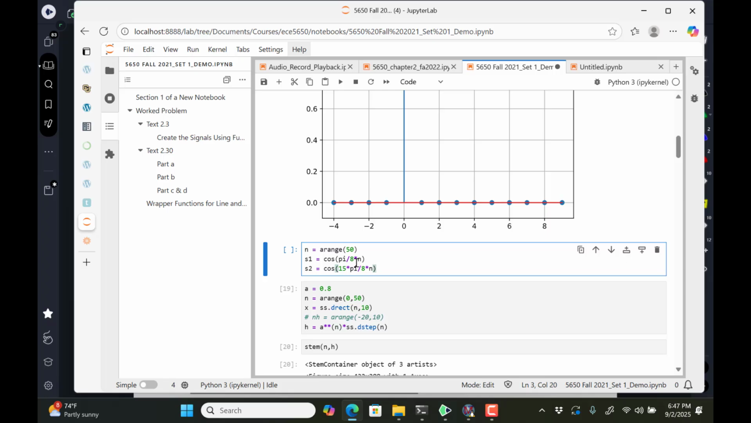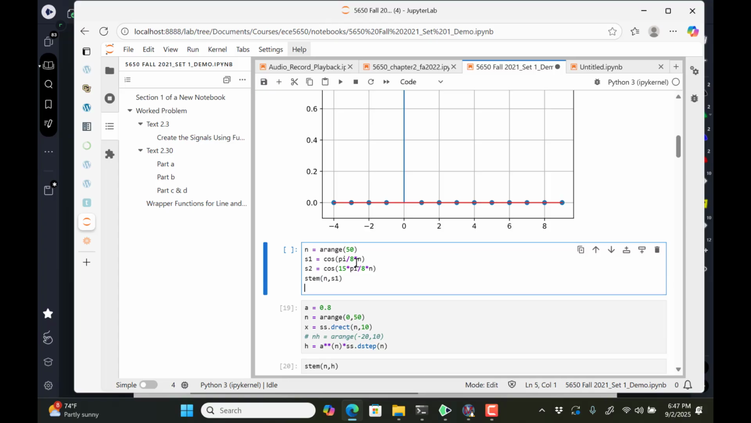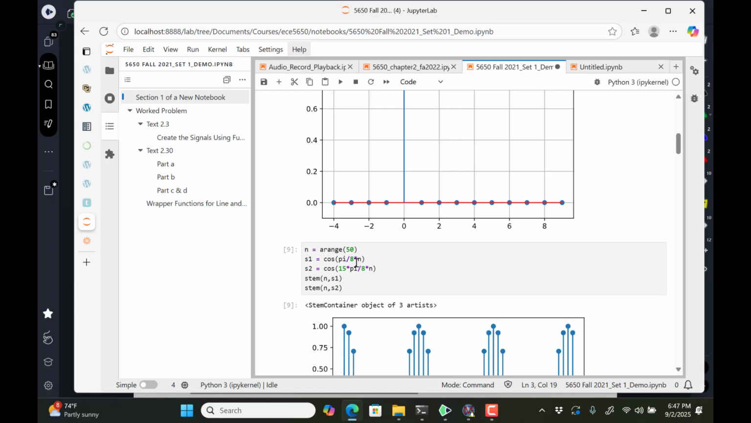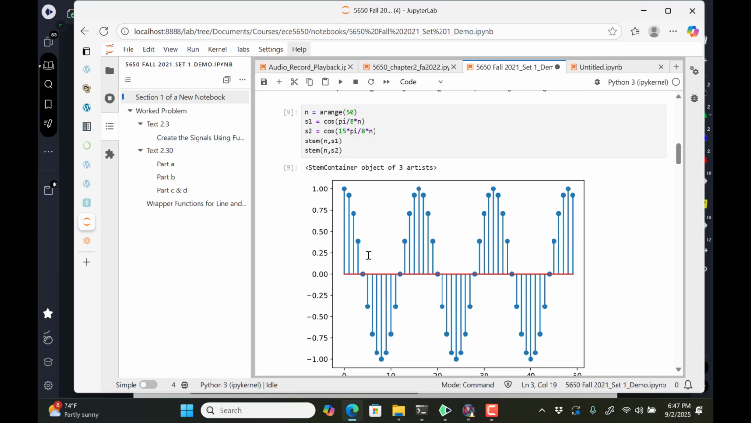And then what we have to do is get a plot going here, so we'll do a plot. Stem of n, S1. All right, where did it go? They're identical. We're not seeing any difference. It's not really too exciting at this point.